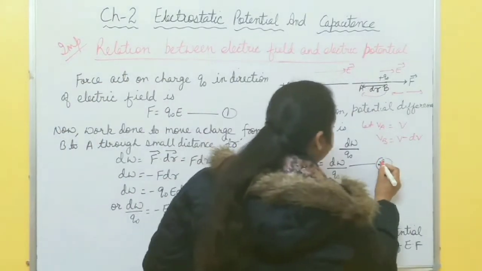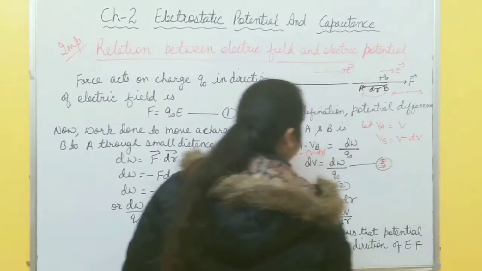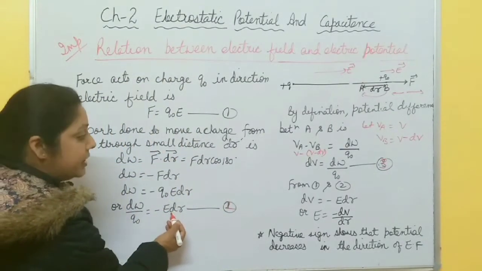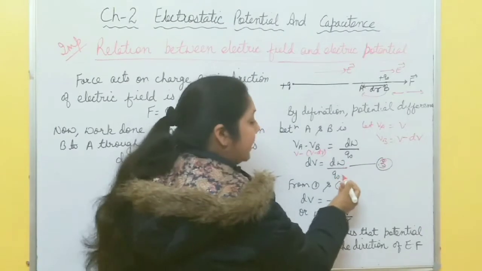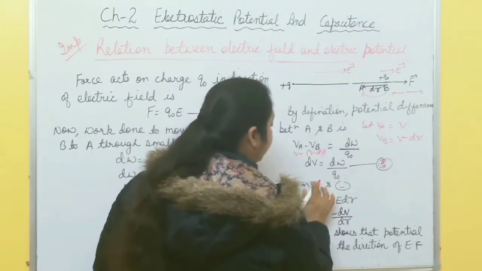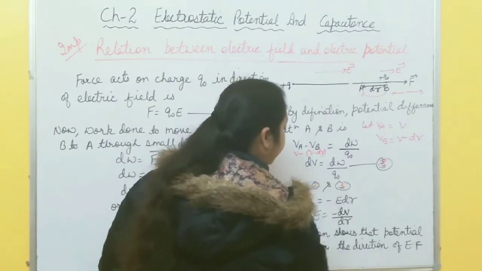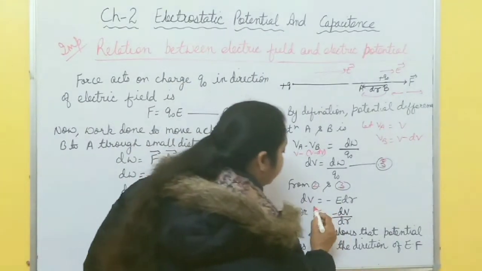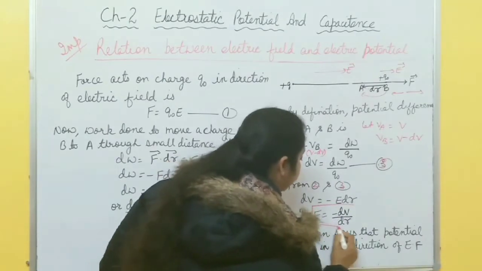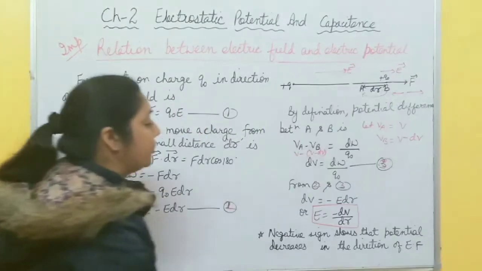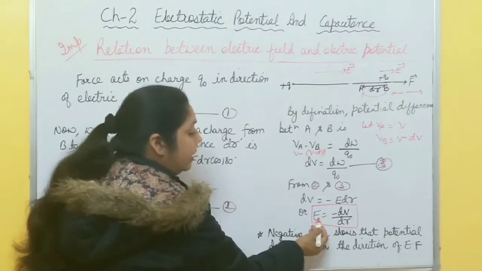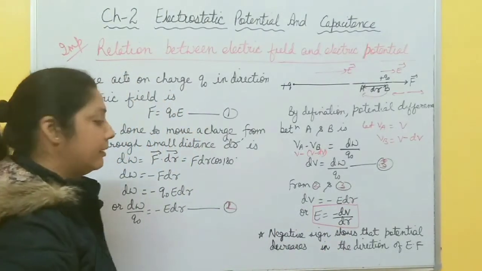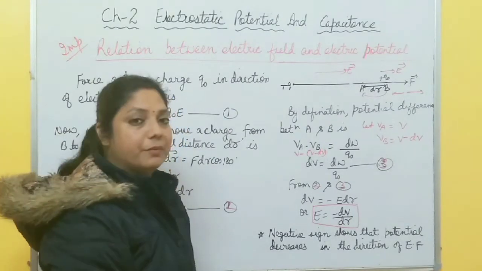This is equation number 3. Now from equation 2, dW by Q naught is minus E dr. Here dV is dW by Q naught. So from 2 and 3, you get dV equal to minus E dr, or E equal to minus dV by dr. This is the relation between electric field E and potential difference dV. E equal to minus dV by dr.